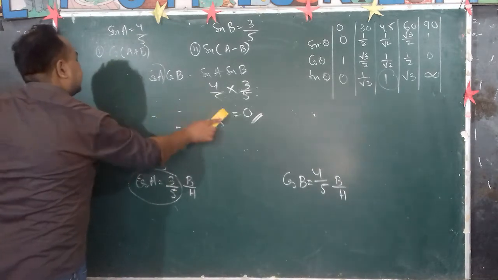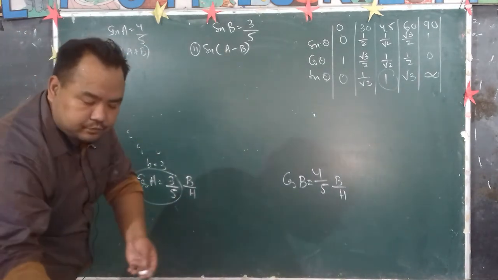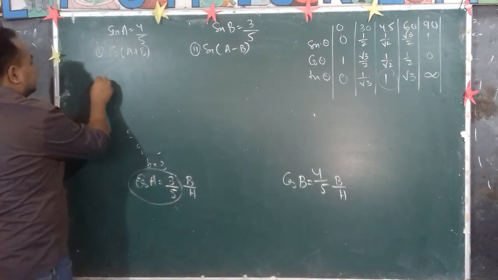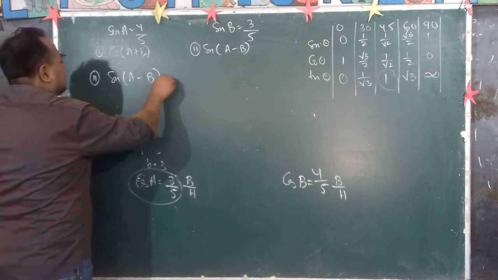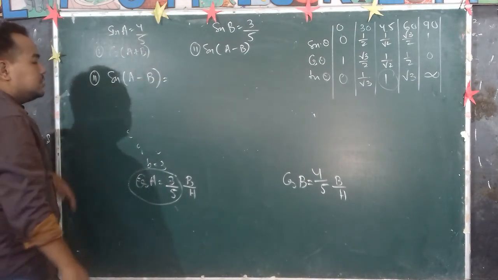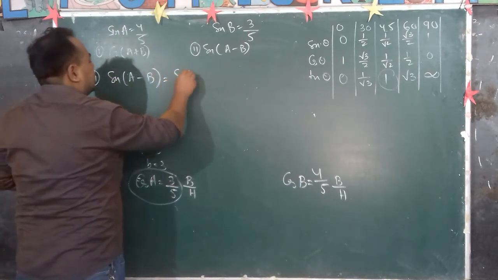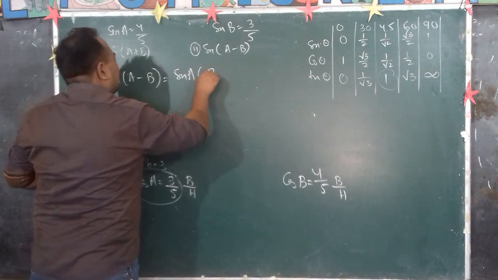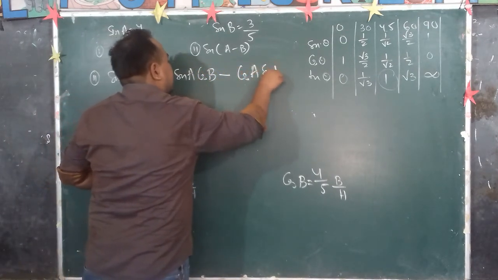Now look at the second part. What is the second part? Sin(A minus B). So look at this again. Don't you see a minus sign in between? So this is the subtraction formula. Whenever it's sin, in the formula there will be an alternate. So sin will be followed by cos, minus cos A sin B.